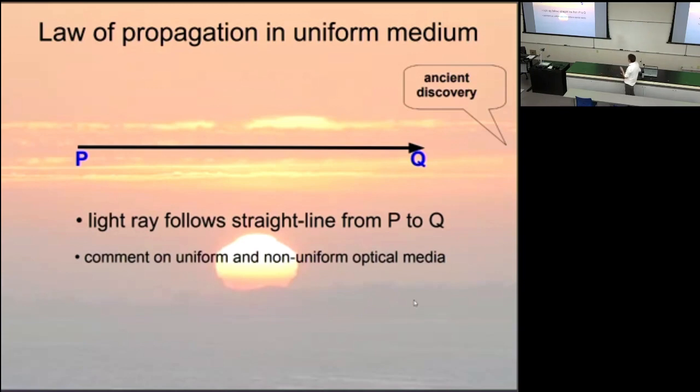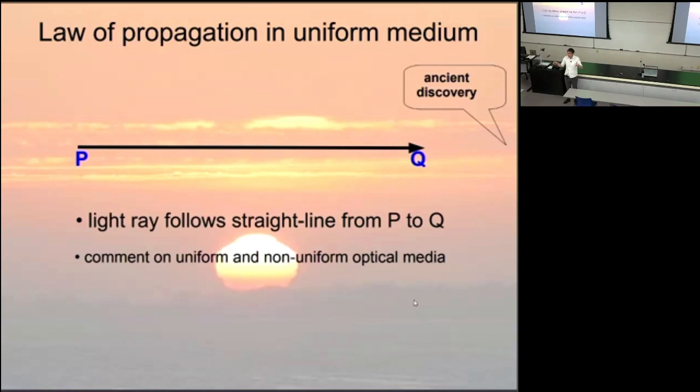The law of propagation is very straightforward. Let's imagine there's some point P over here on the left-hand side. There's some point Q over here on the right-hand side. If light travels from point P to point Q, it will travel in a straight line. So the propagation of light is that it propagates in a straight line. Now, there's something I should say about that.